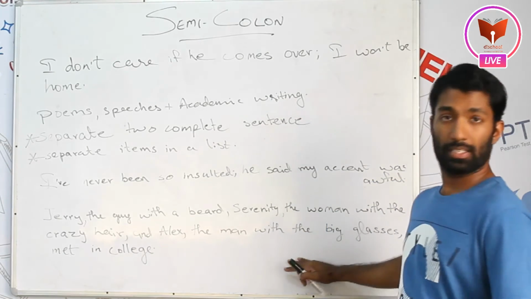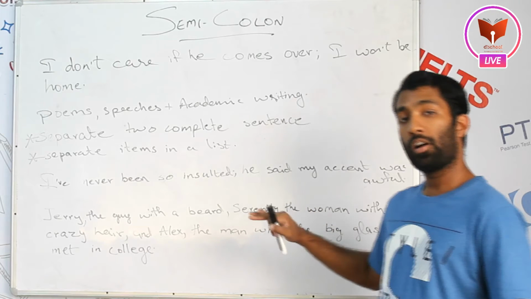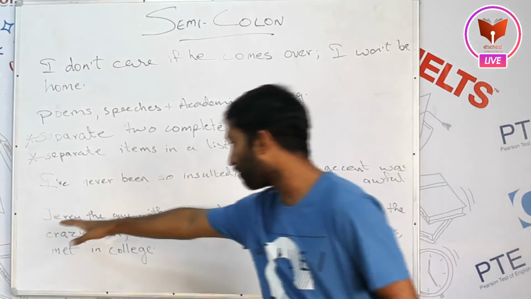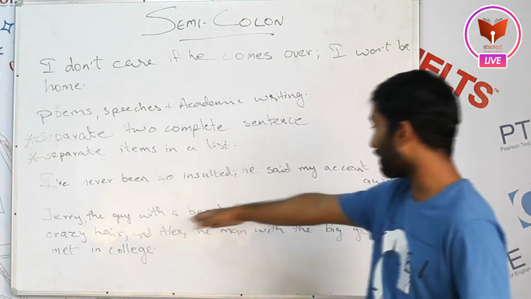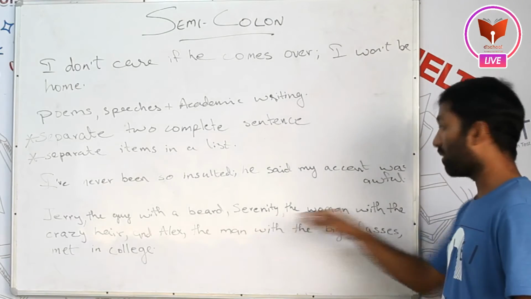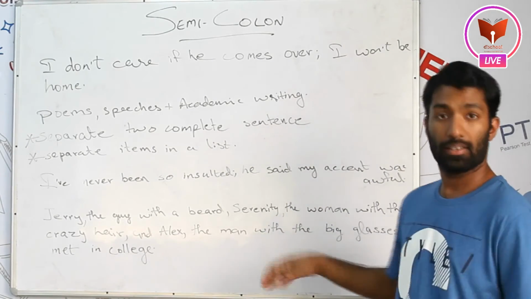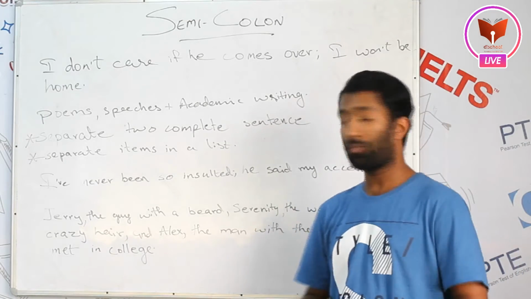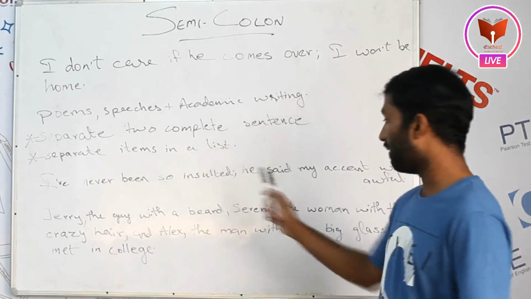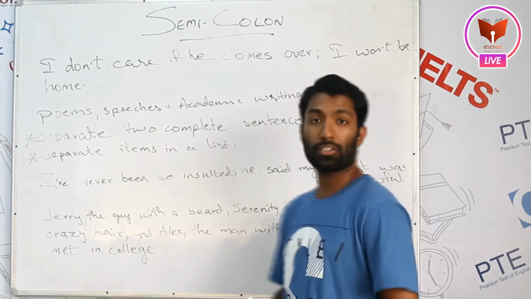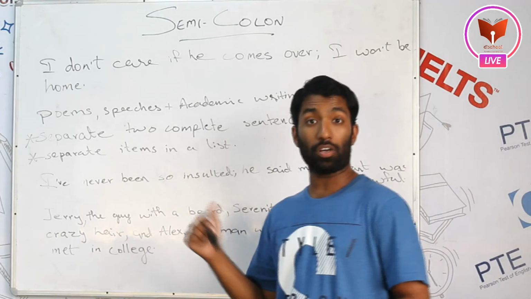So from this sentence, can you guess how many people this sentence is talking about? We are talking about Jerry, who is the guy with the beard, Serenity, the woman with the crazy hair, and then Alex, the man with the big glasses. So three people, right? Jerry, Serenity, and Alex. But since this is a comma, and we are talking about commas and semicolons, take a look at this.